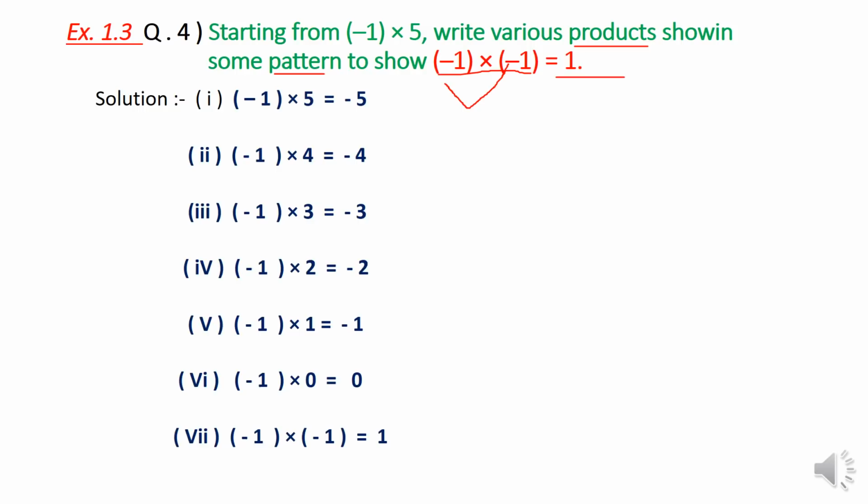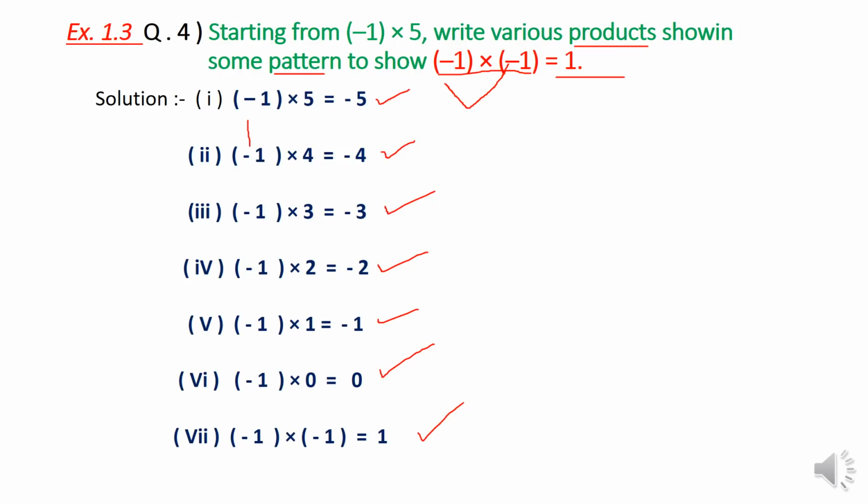So let us consider minus 1 multiplied by 5, this gives you minus 5, minus 1 multiplied by 4 gives you minus 4, minus 1 multiplied by 3 gives you minus 3, minus 1 multiplied by 2 gives you minus 2, minus 1 multiplied by 1 gives you minus 1, minus 1 multiplied by 0 gives you 0, and minus 1 multiplied by minus 1 gives you plus 1. So how does it happen? Let us consider here.